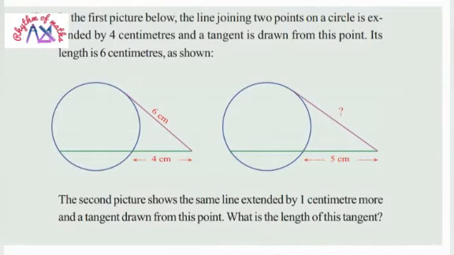Next, question number 5. In the first picture below, the line joining two points on a circle is extended by 4 cm and a tangent is drawn from this point. Its length is 6 cm as shown. The second picture shows the same line extended by 1 cm more and a tangent drawn from this point. What is the length of this tangent?